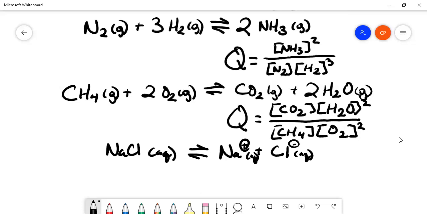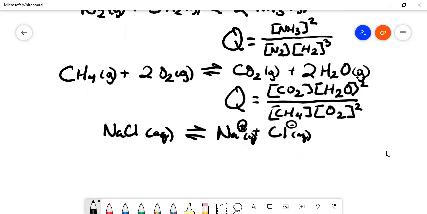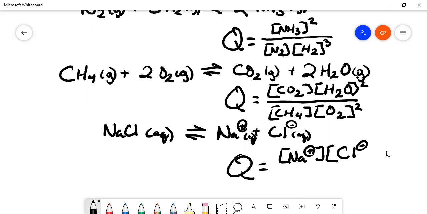And I can totally write down a reaction quotient for this. It's a fairly easy reaction quotient to write. Products, all with one coefficient in front of them, over reactant dissolved in water.